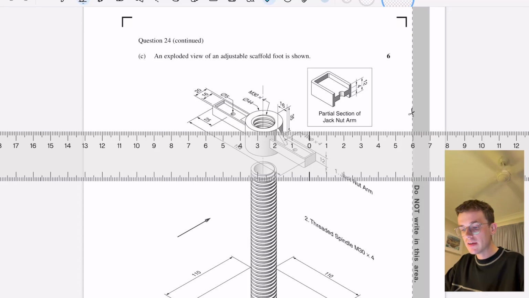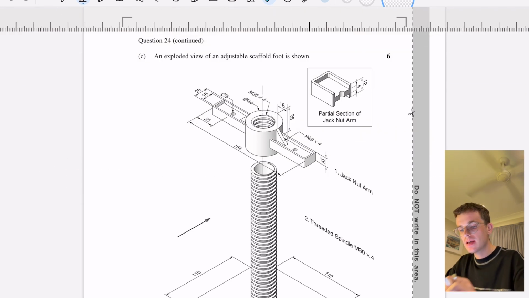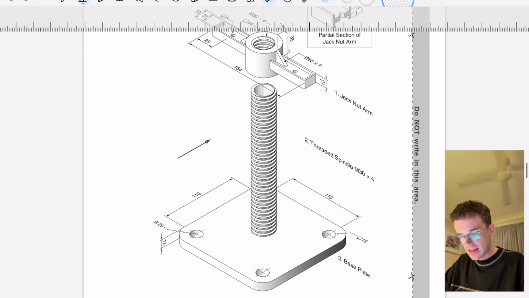Alright, today we're going to have a look at question 24C from the 2018 HSC Engineering Studies. Now this question asks us to use our knowledge of sectional views to have a go at drawing a half section. So the question says an exploded view of an adjustable scaffold foot is shown. And on the next page we have to complete a half section front view of the scaffold foot with the jack nut arm.